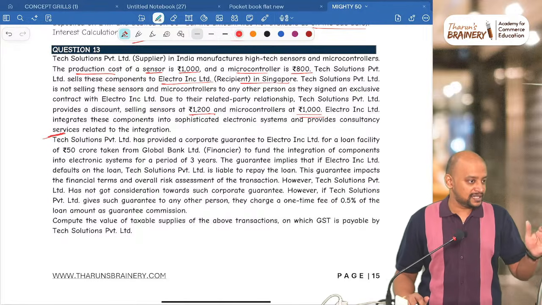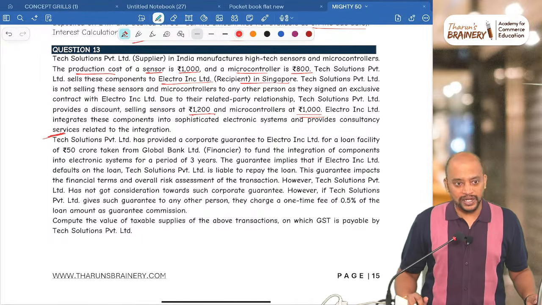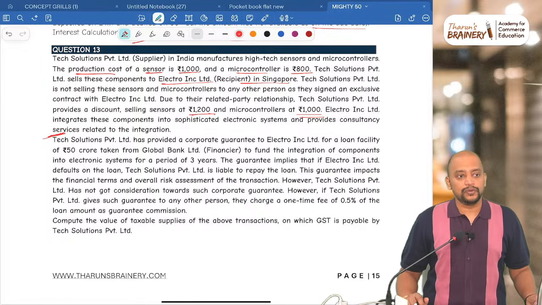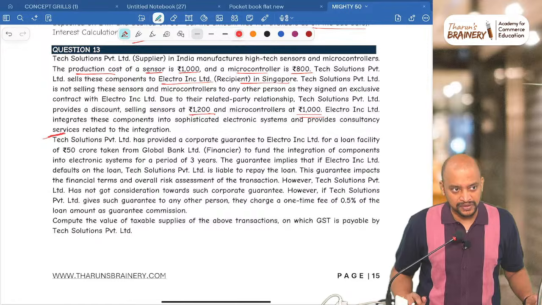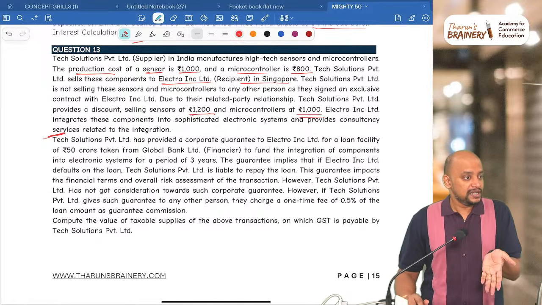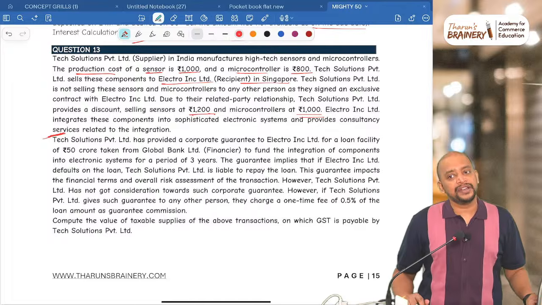So that point fails. Then if open market value fails, what is the next one? Like kind and quality. What will be taken as like kind and quality? We don't have any information about like kind and quality. That also fails, because we don't have any other transaction. They are not at all selling this to anyone. So we don't have the transaction.